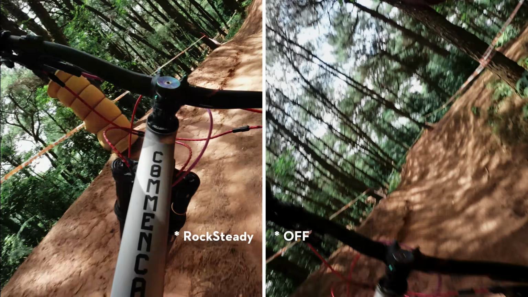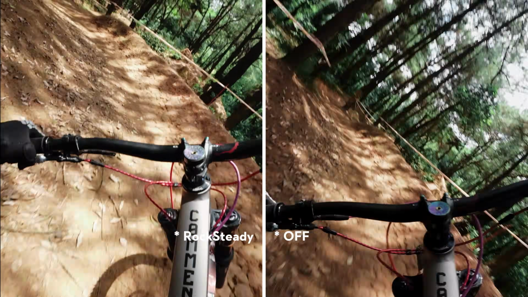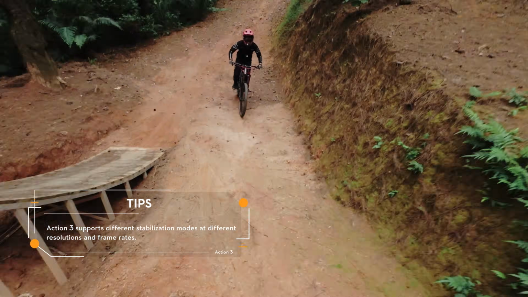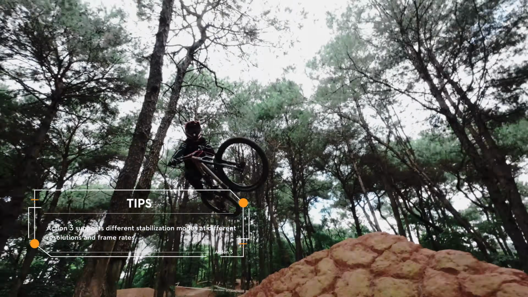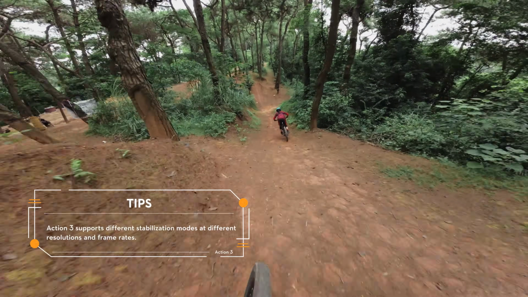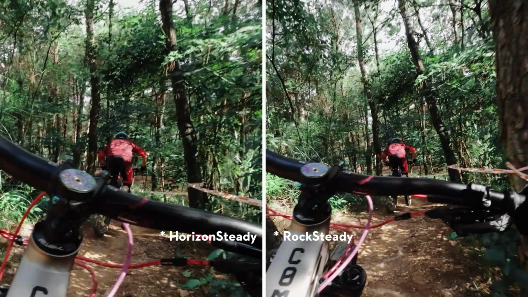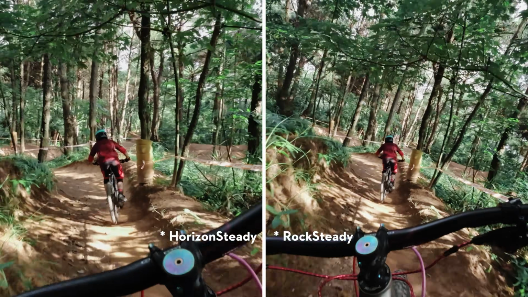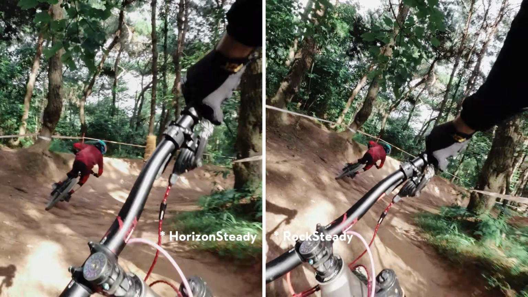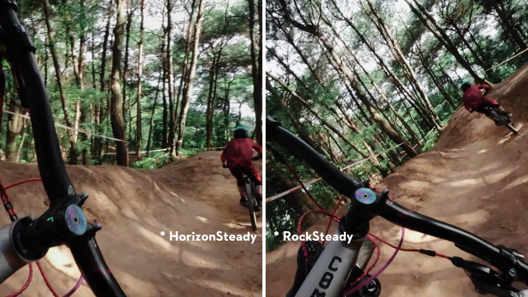RockSteady is recommended for first-person perspective shooting. Horizon balancing can correct the tilt horizontally within plus or minus 45 degrees. Horizon steady keeps footage horizontally level, even over heavy bumps and 360-degree rotations.